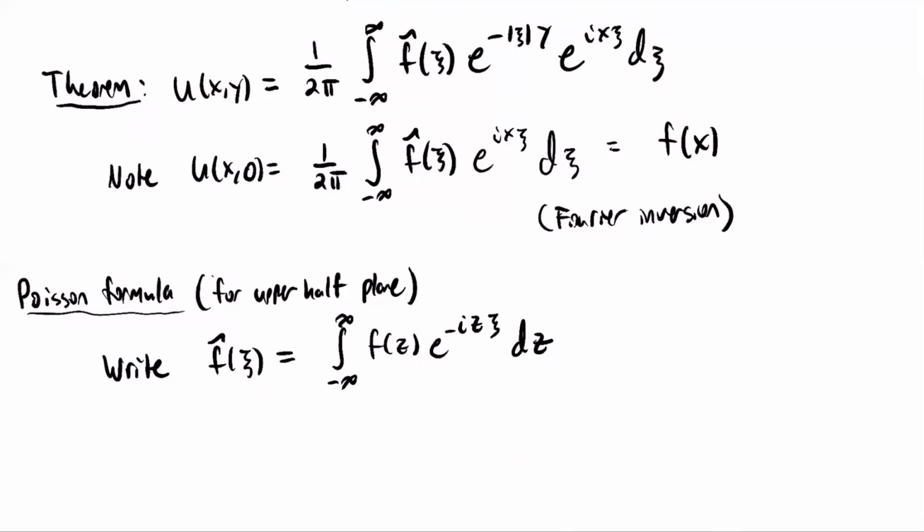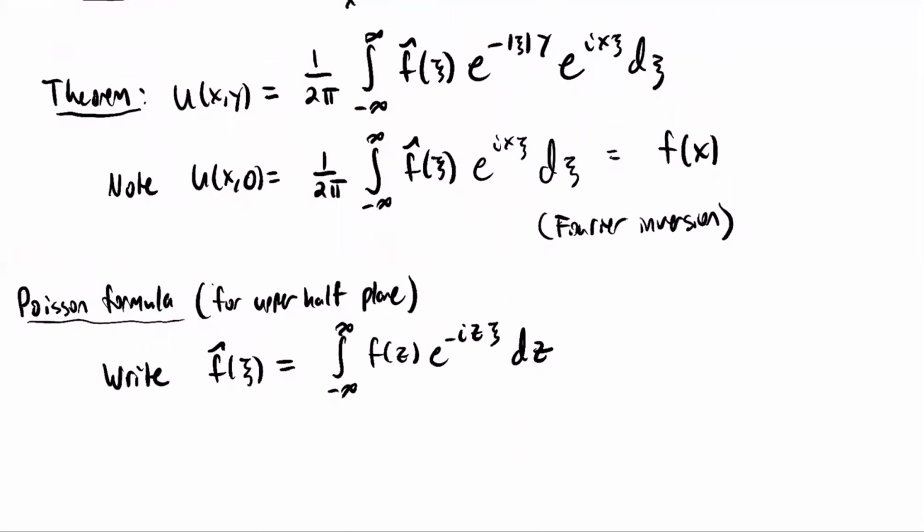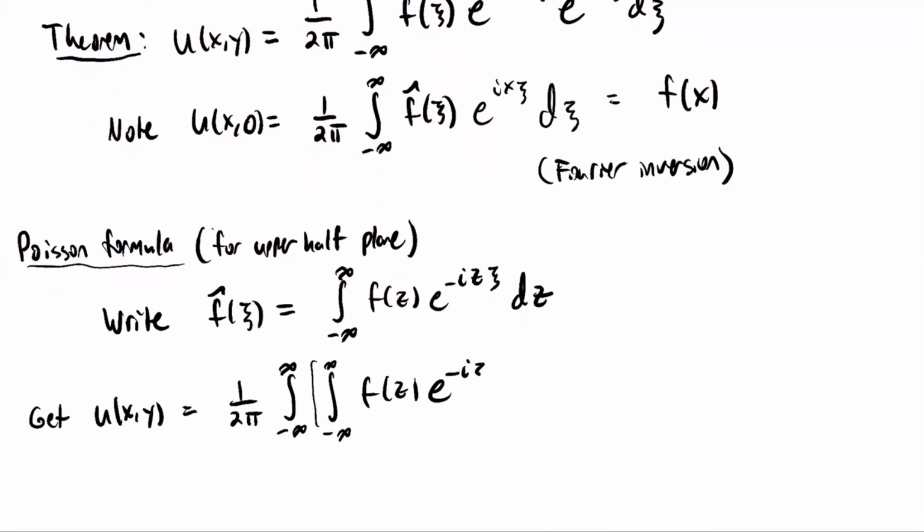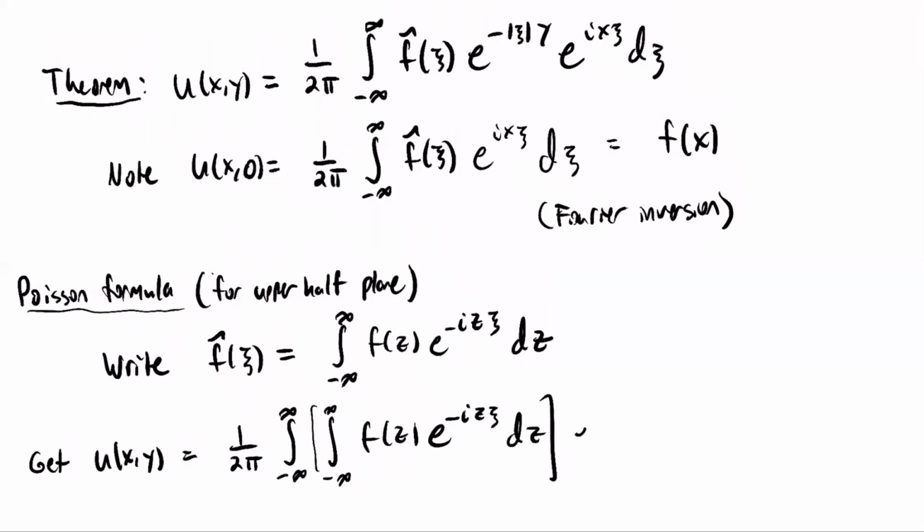And so what I'm going to do now is plug it in to our solution formula right over here. And so plugging it in, we get u of x, y is equal to 1 over 2 pi times the integral from minus infinity to infinity. And then I have another integral from plugging in to replace the Fourier transform: f of z e to the minus i z xi dz, and then times everything else, times e to the minus absolute value of xi times y, e to the i x xi d xi.